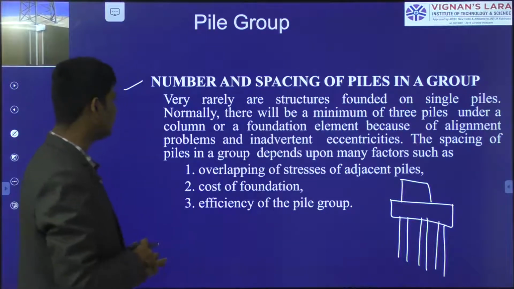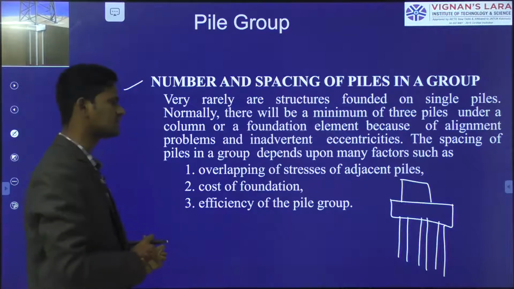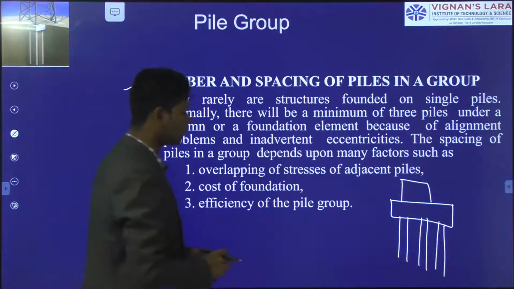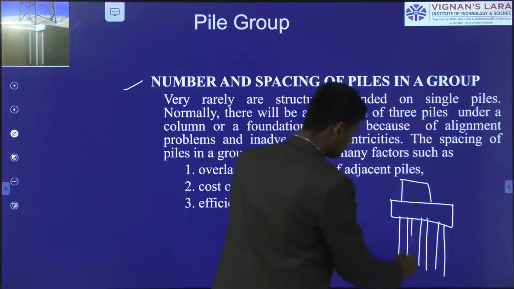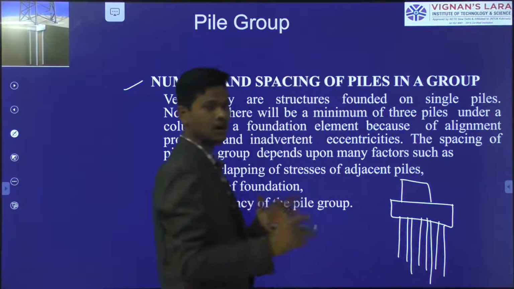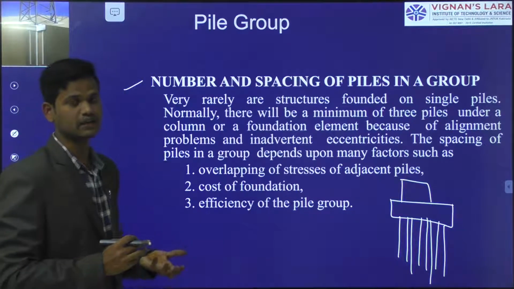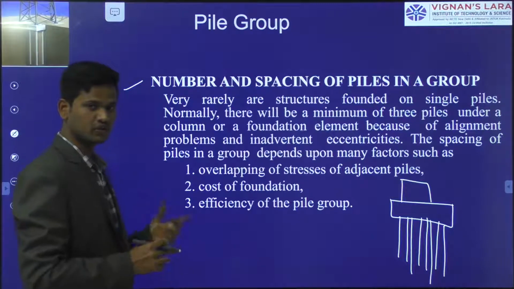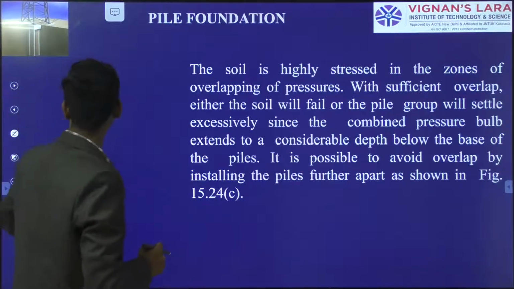And if you see here, pile groups depend upon many factors such as overlapping of the stresses of adjacent piles, cost of the foundation, and efficiency of the pile group. Suppose, instead of this number of small diameter piles, we insert one pile with a large cross-sectional dimension, in that case also we can provide it, but the load carrying capacity may vary. Whereas overlap stresses also may develop in the piles. Hence, based on the carrying capacity, we will insert the number of piles.